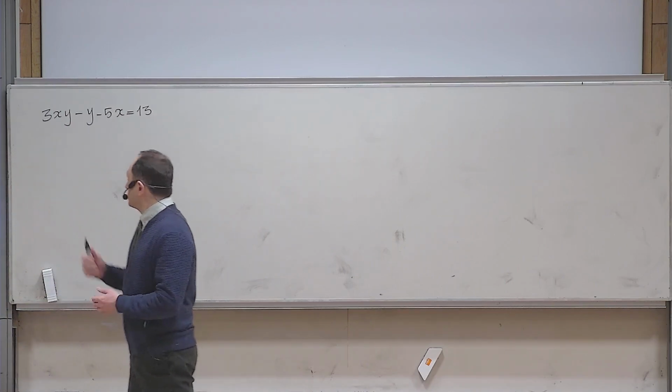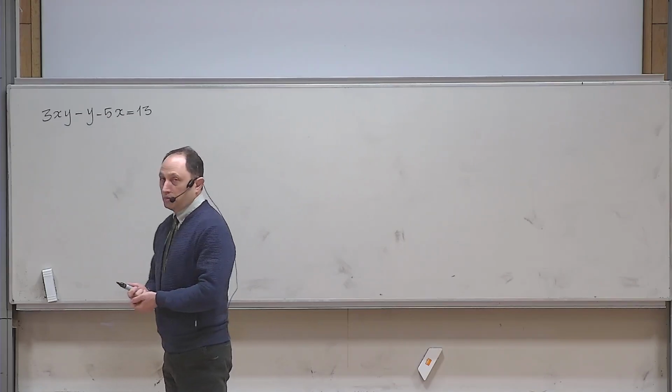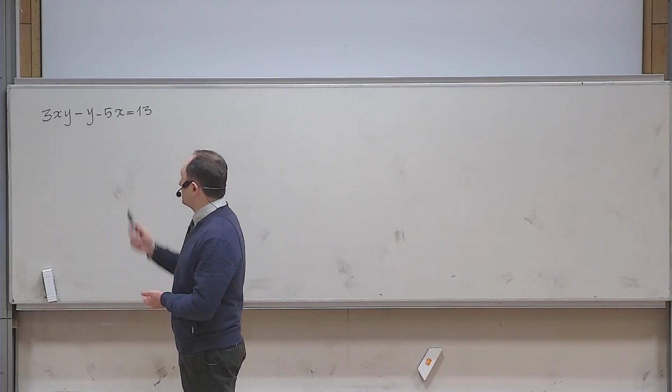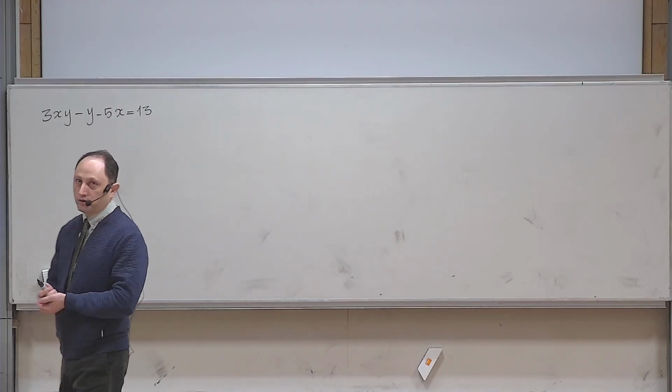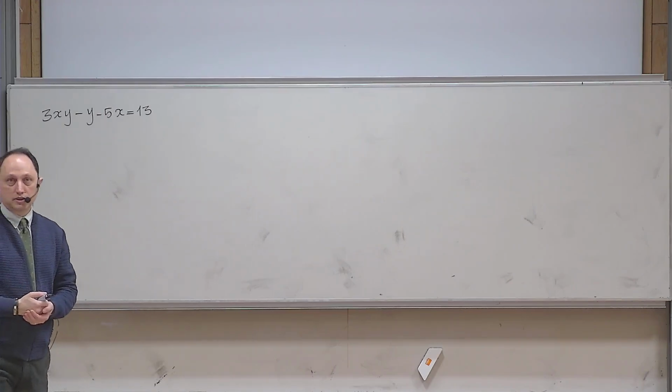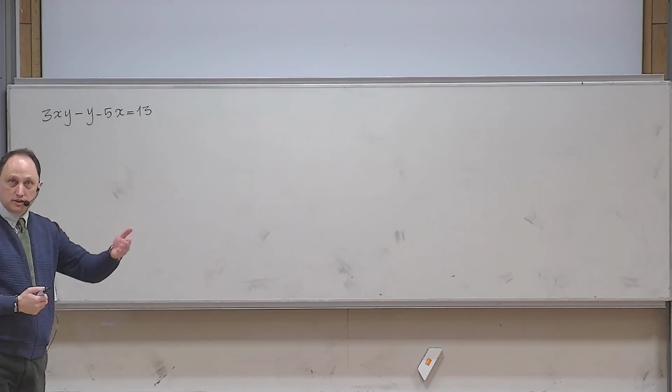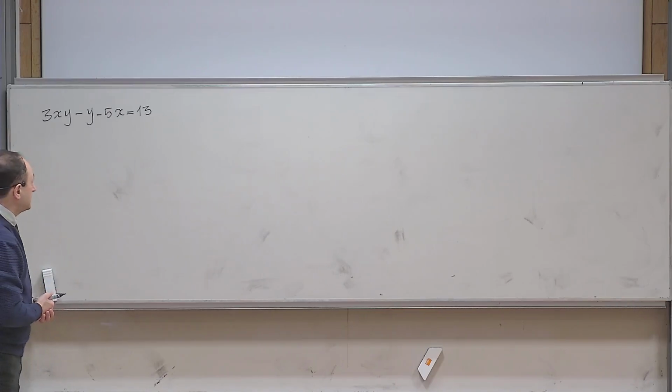Okay, so now let us solve the problem. We are looking for all natural numbers x and y for which the left-hand side equals the right-hand side, 13. I want to use the theorems that I presented in lecture number 3 as much as I can, the theorems that I present in these series of lectures.